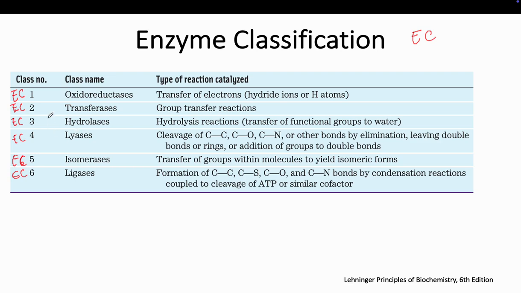And the next, EC2, is the transferase, okay. What are these transferases? As the name suggests, transferases will transfer groups, okay. They will transfer different functional groups. This functional group can be phosphate groups, it could be a methyl group, or different functional groups like the amine group. So these are the different functional groups that this class of enzymes will transfer onto the substrate. That's why the name transferases, okay.